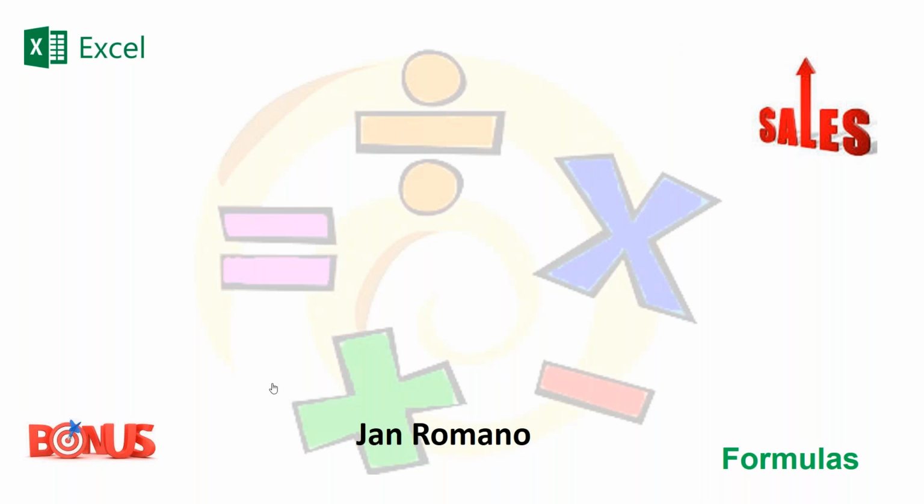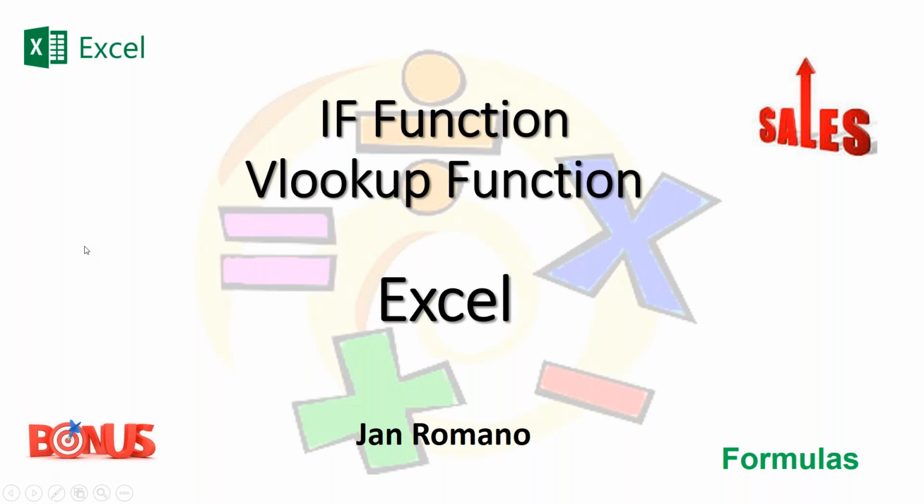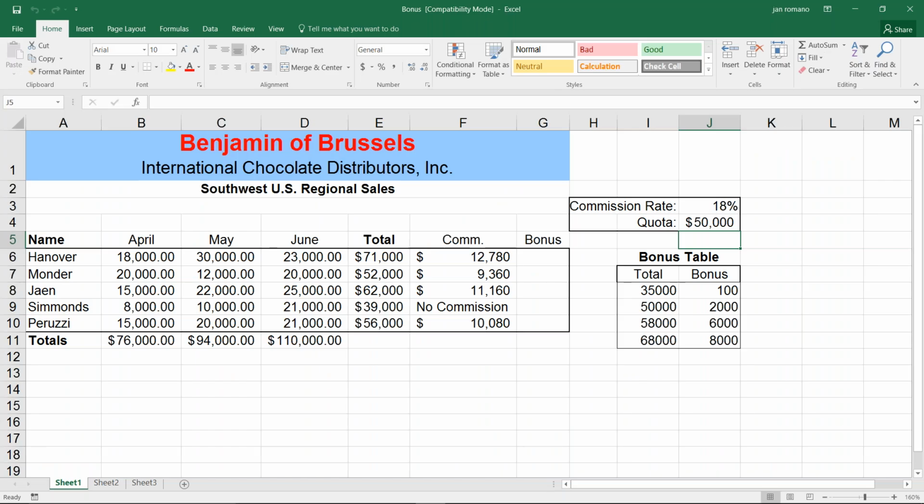Hi, we're back and we're going to talk a little bit more about VLOOKUPs. We talked a little bit about IF functions just a moment ago, and now we're going to talk about VLOOKUPs. I'm going to bring up that same file that I used when I did the IF function for the commission, and now I'm going to show you this bonus table right here.